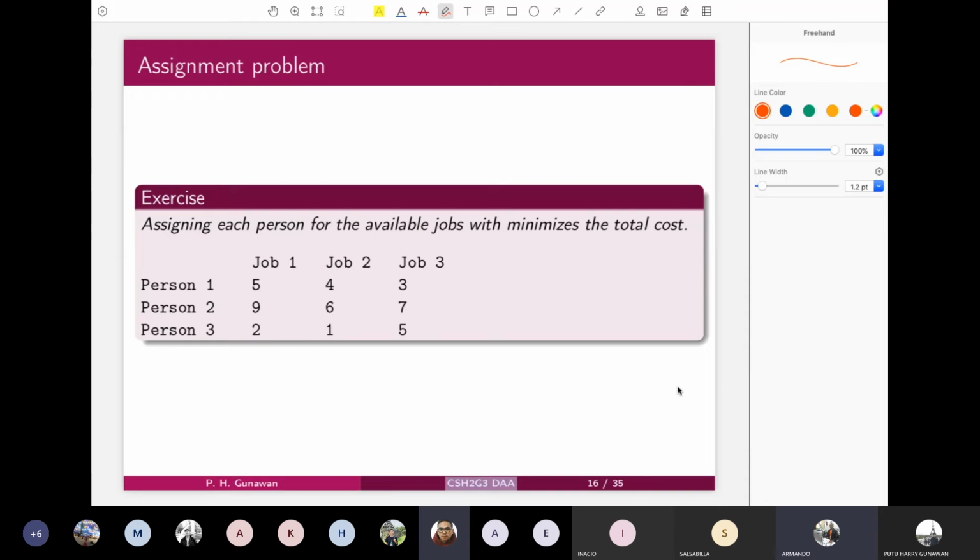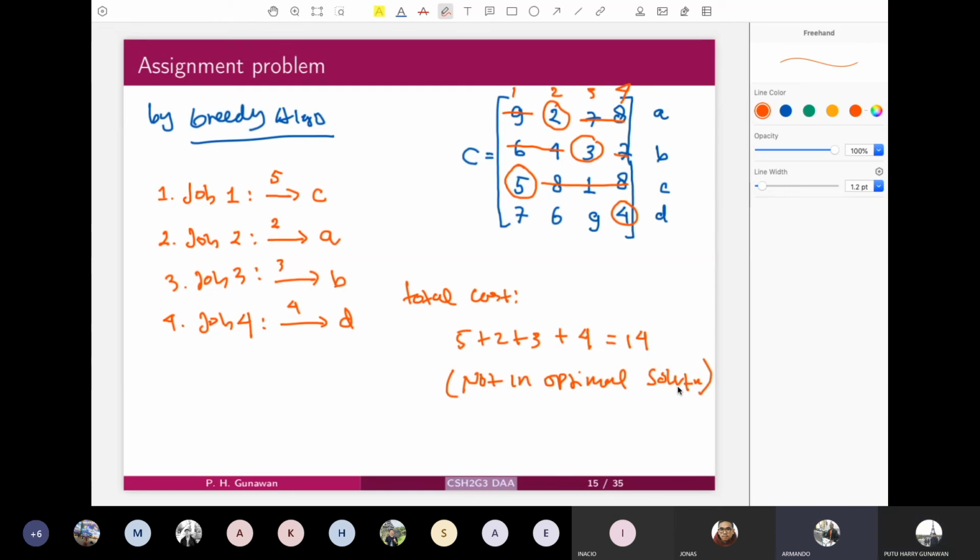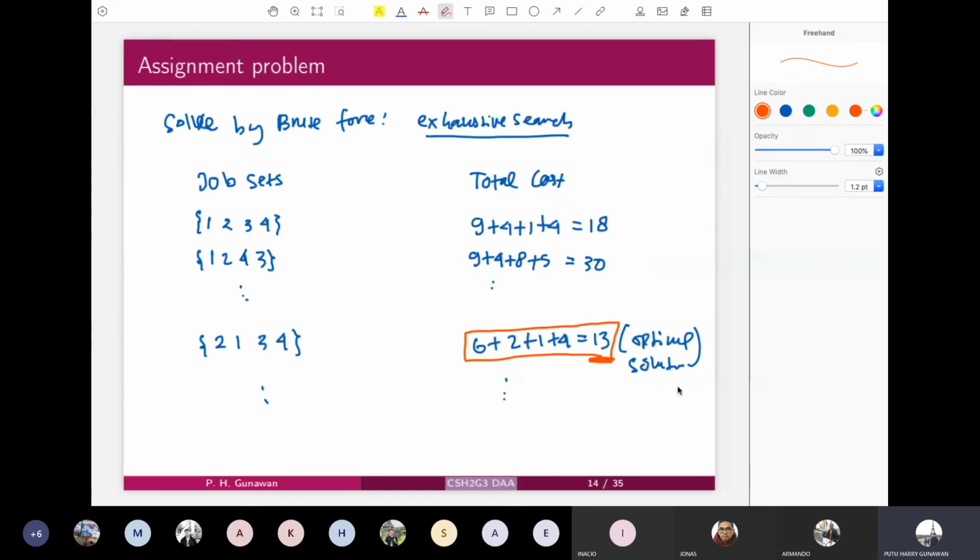Hello, I want to ask, I didn't understand the last example. In the last example, why is greedy not an optimal solution? Why is this not the optimal solution? Actually, the optimal solution will get 13, right?